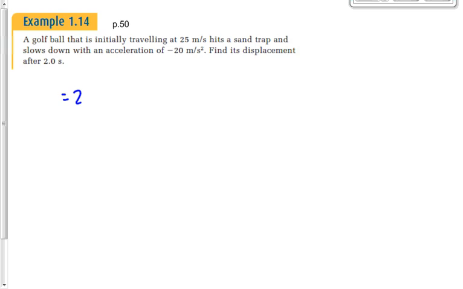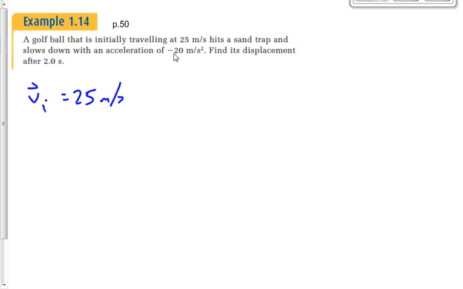Something is 25 meters per second. Clearly that's going to be a velocity. Is it going to be a VI or a VF? Shouldn't be very hard with the wording of this question. A golf ball that is initially traveling at 25 meters per second. Jordan, is that VI or VF? Good. VI is 25. Good.